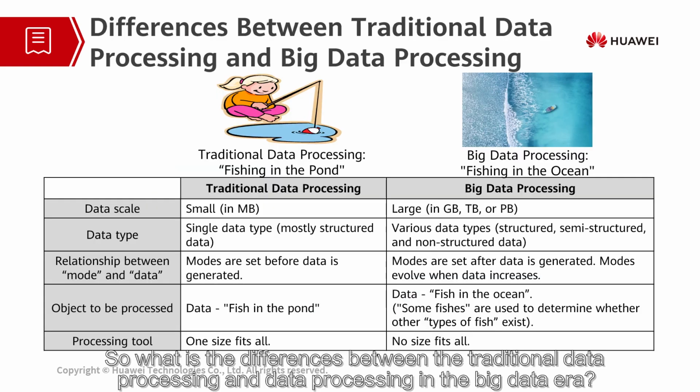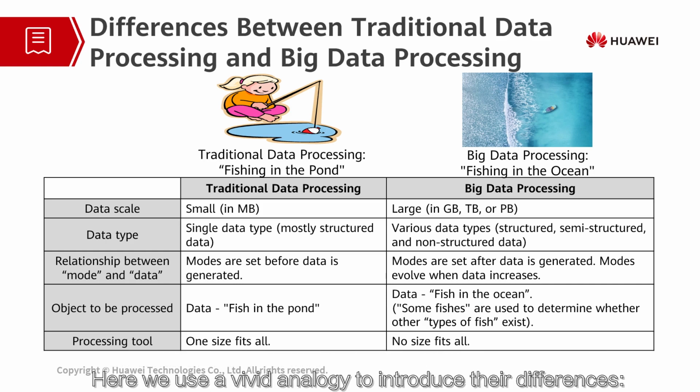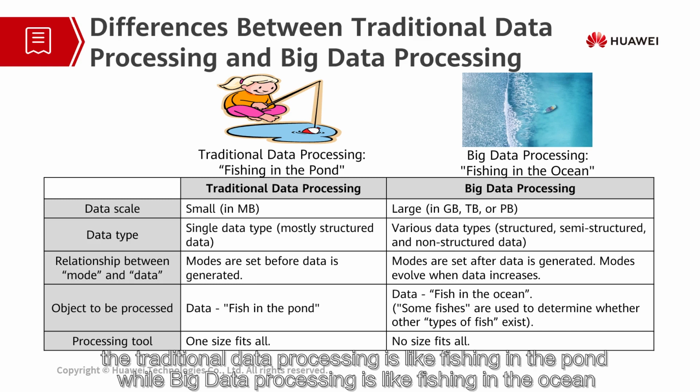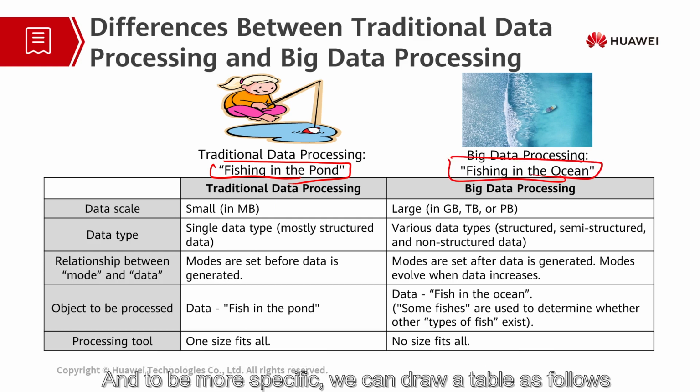So what are the differences between traditional data processing and data processing in the big data era? Here, we use a vivid analogy to introduce their differences. Traditional data processing is like fishing in the pond, while big data processing is like fishing in the ocean. To be more specific, we can draw a table as follows.